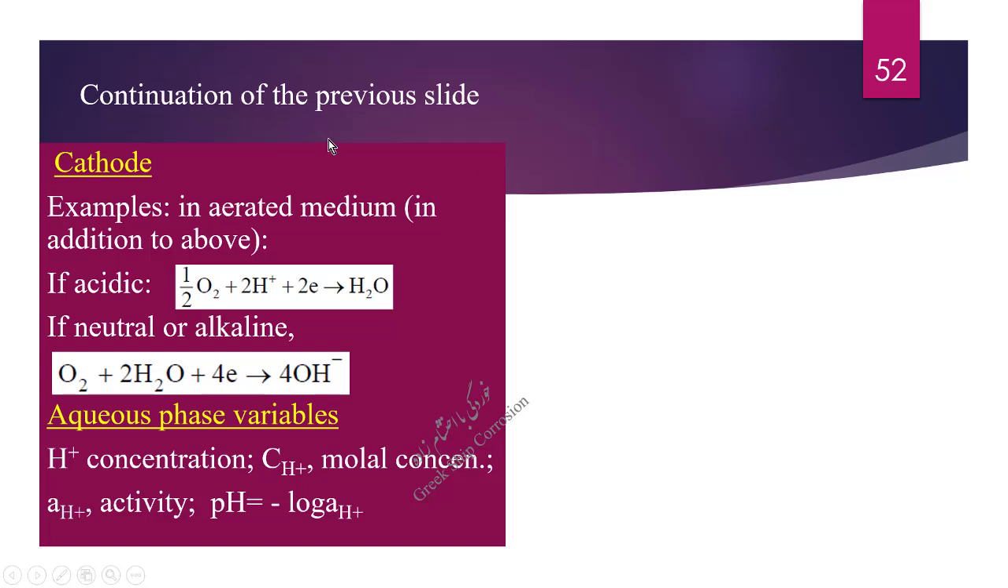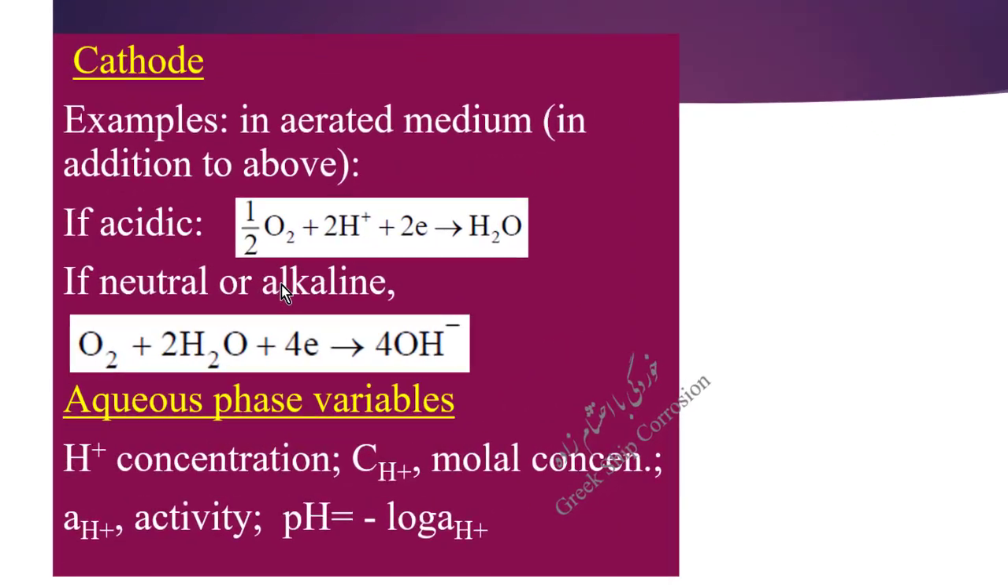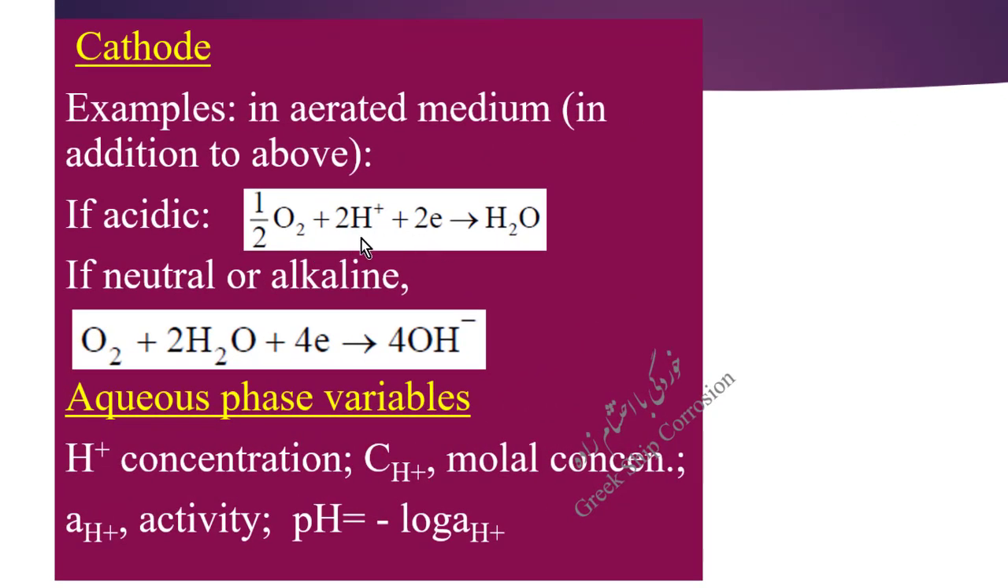Continuation of the previous slide. Cathode. Examples in aerated medium. In addition to the above, if acidic, oxygen is reduced in acidic solution and water is produced. If neutral or alkaline, oxygen is reduced and hydroxyl anions are produced.